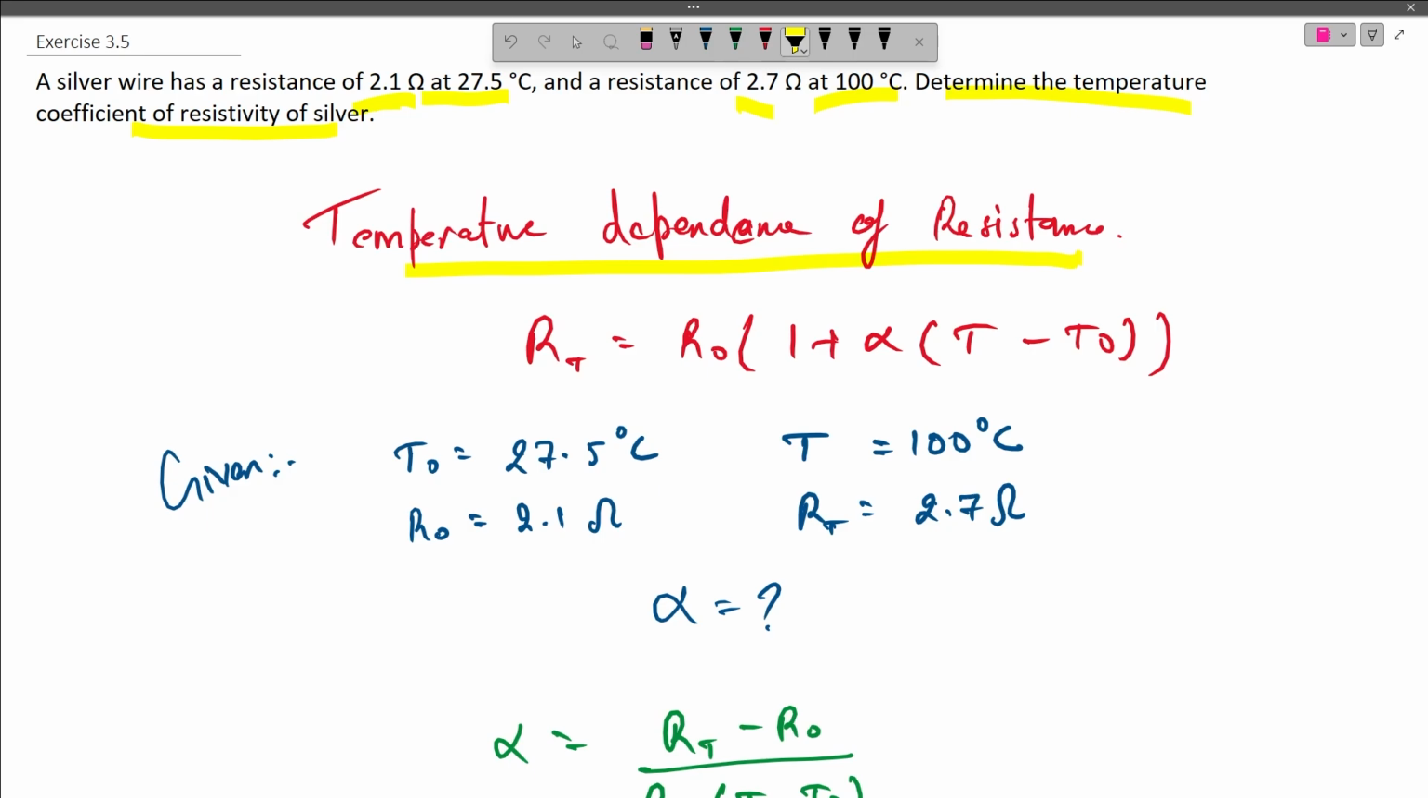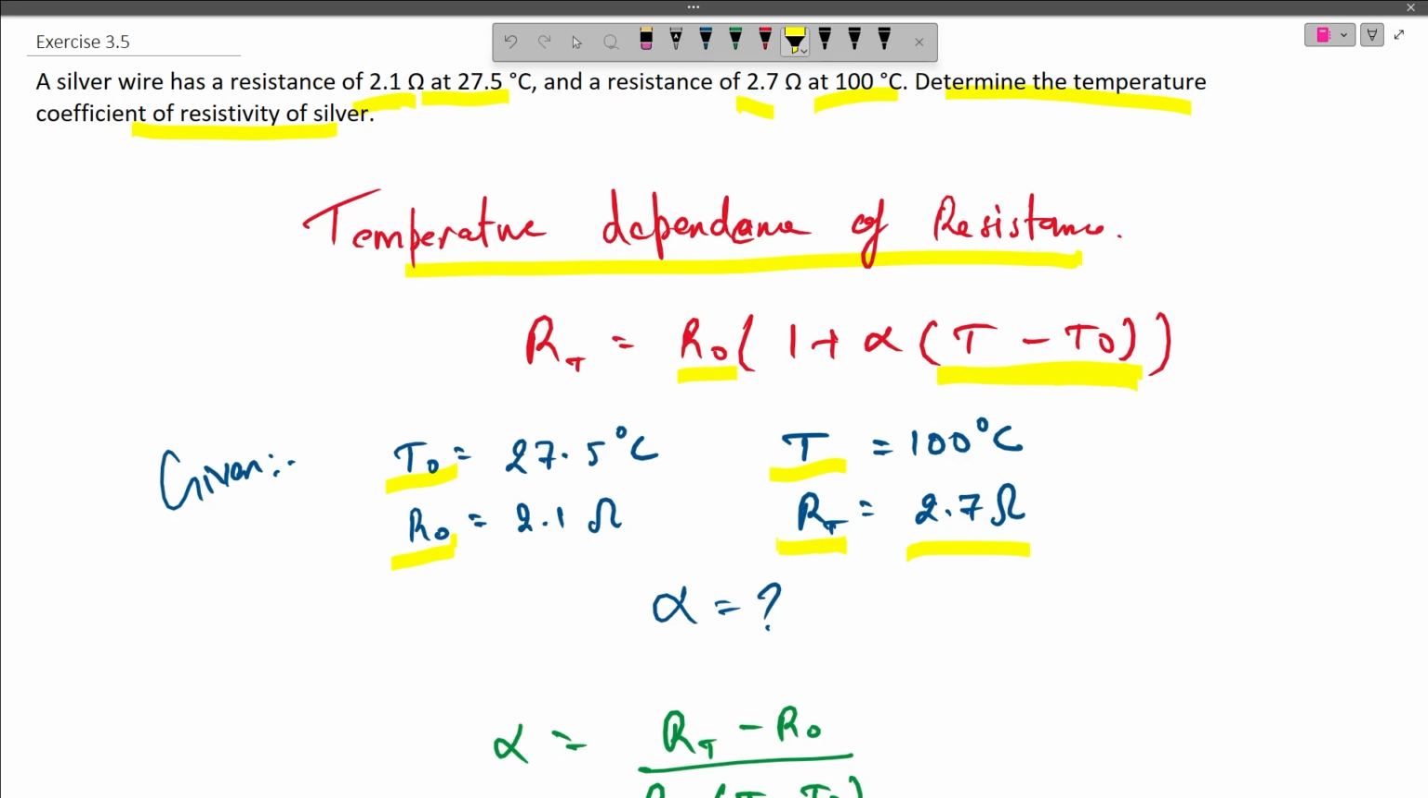So this question talks about the temperature dependence of resistance, that is given by the formula: R at temperature T equals the reference resistance at reference temperature, R naught, multiplied by 1 plus alpha, that is the temperature coefficient of resistivity, multiplied with delta T, or the difference between the final temperature and the reference temperature. In this question we have been given the initial temperature, the initial resistance at that temperature, the final temperature, and the final resistance at the final temperature.